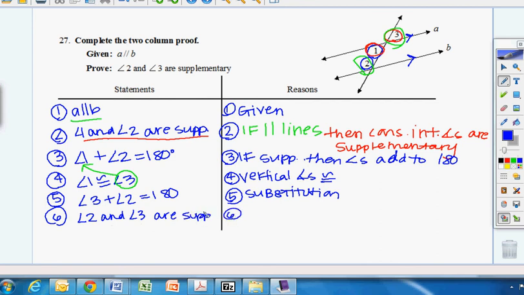And then, number 6, I can say angle 2 and angle 3 are supplementary. The reason why is, start again with up here: if 2 angles add to 180, then they are supplementary. Very good. Sometimes there are different ways that you can go about these, but for the most part, this should be a pretty solid base for you. So I'm going to move on to the next video, which will be page 5. So stay tuned.